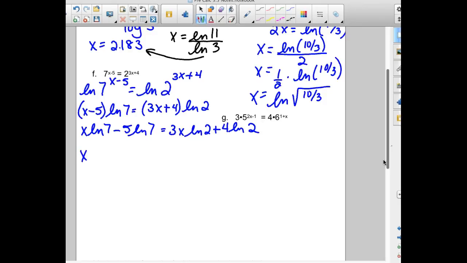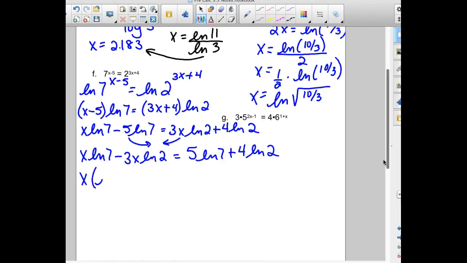So we've got x natural log of 7. I'm going to bring this one over here, negative 3x natural log of 2. I'm going to bring this one to the other side since it doesn't have an x. And then on the left side, we can factor an x out of everything. So we have the natural log of 7 minus 3 natural log of 2.